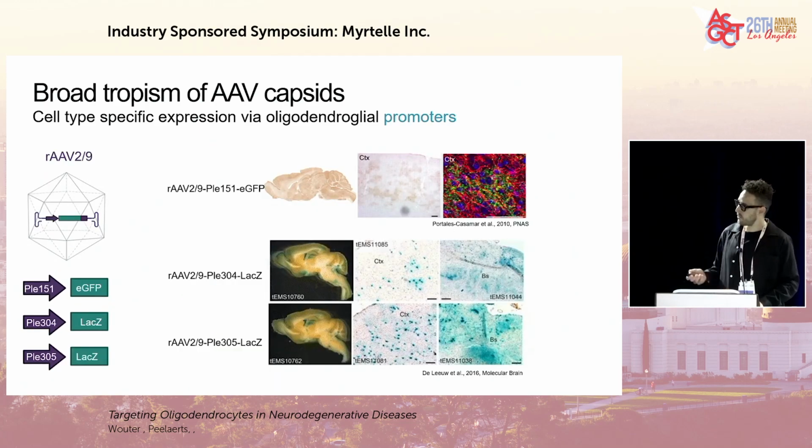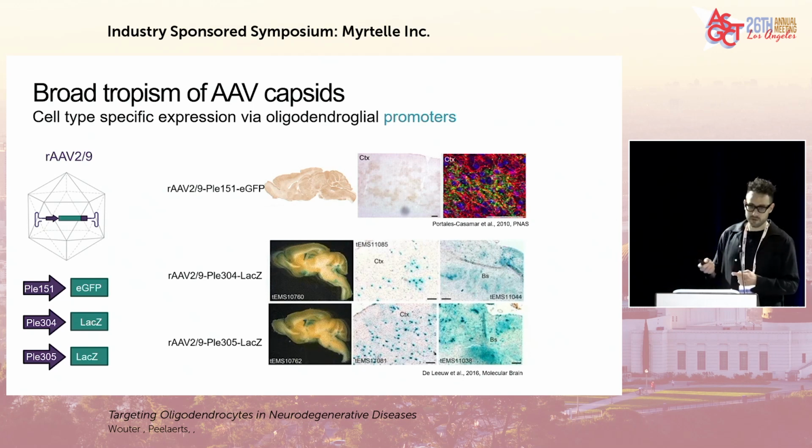Another interesting strategy was developing new types of promoters. This is from the Pleiades project, where the authors looked at regulatory regions, for instance for OLIG1 or OLIG2 cells, and basically cloned and synthesized their own synthetic promoters and used those promoters again to drive cell-specific expression. One of those promoters that was identified was the PLE151 promoter, that after knock-in actually drove specific expression in oligodendrocytes in the cortex and in other regions of the mouse brain.